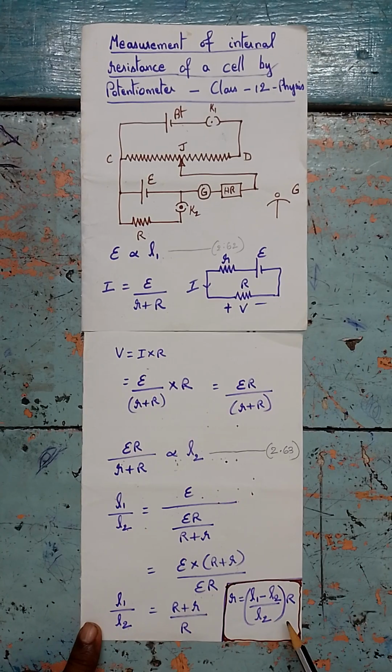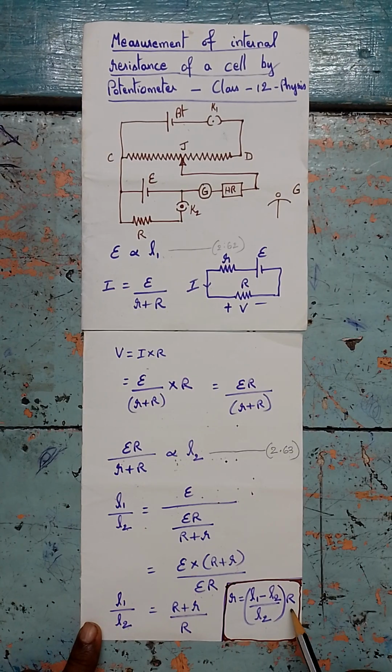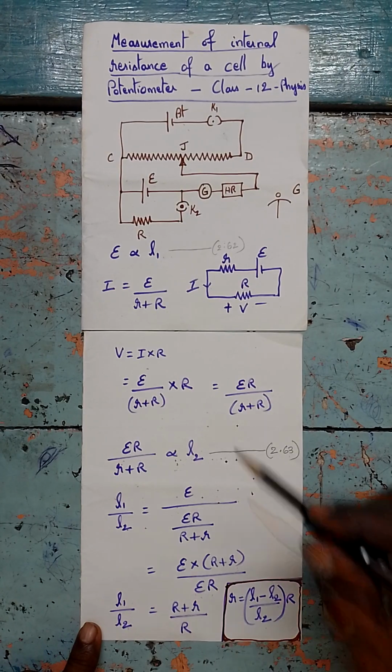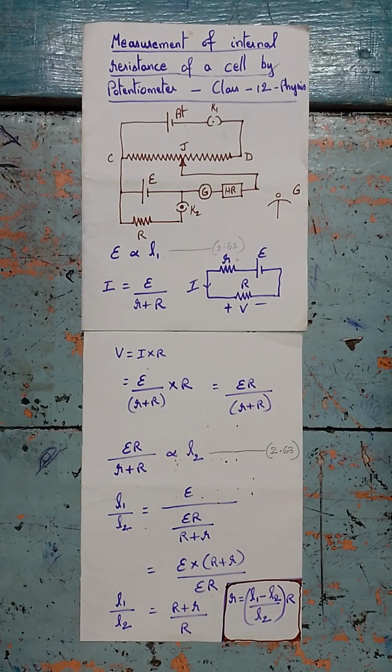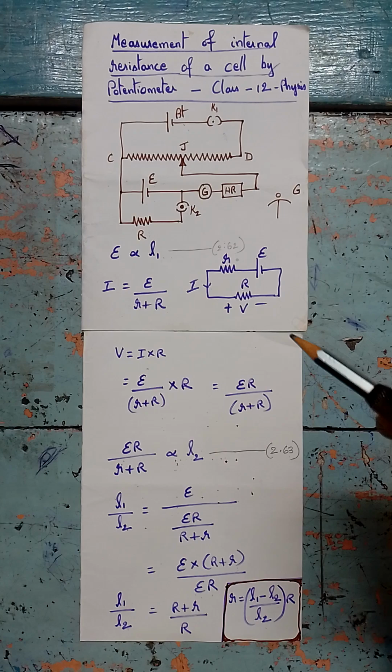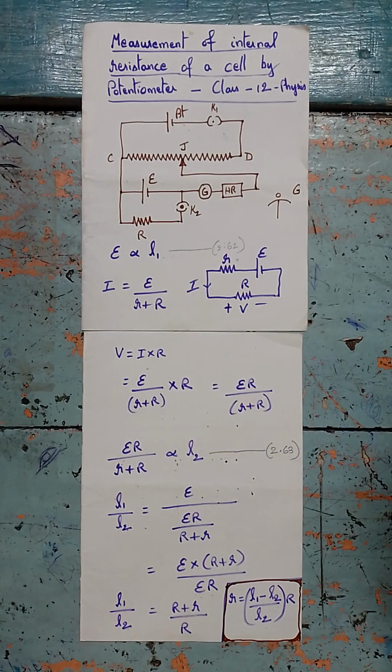Now, if you look at the right hand side, all are known values. What are the known values? We know L1, we know L2, and the known resistance R. Therefore, we can always find the value of the unknown resistance, the internal resistance of the cell, which is r. Hope you have understood this topic on measurement of internal resistance of a cell by potentiometer.